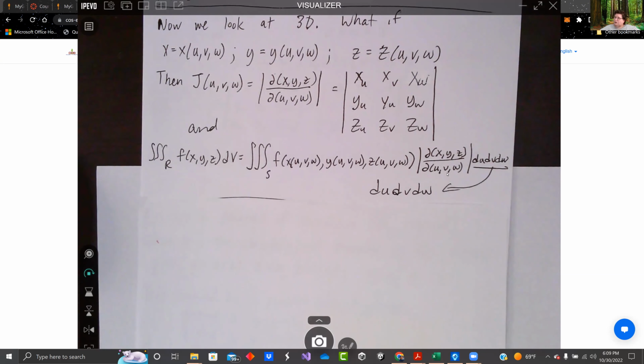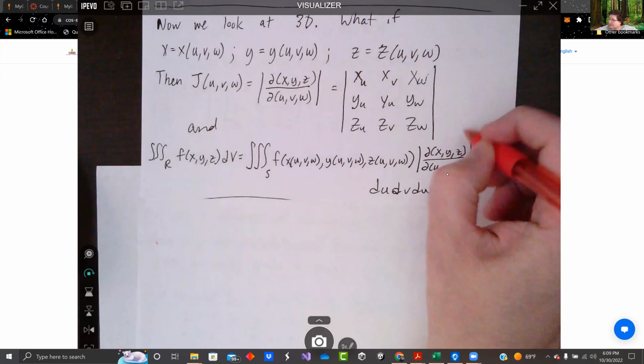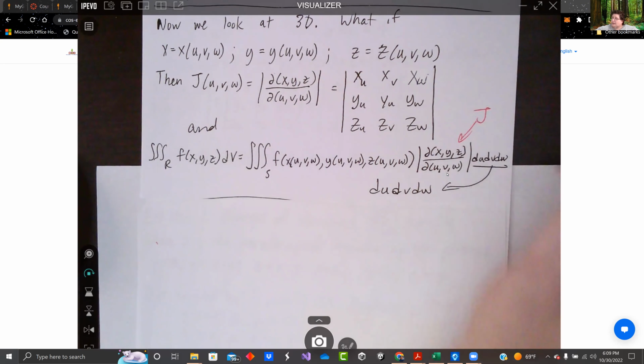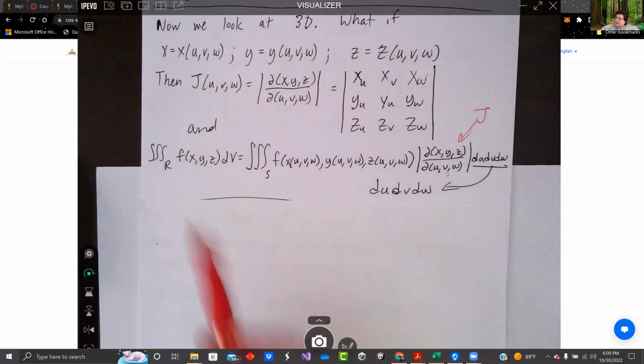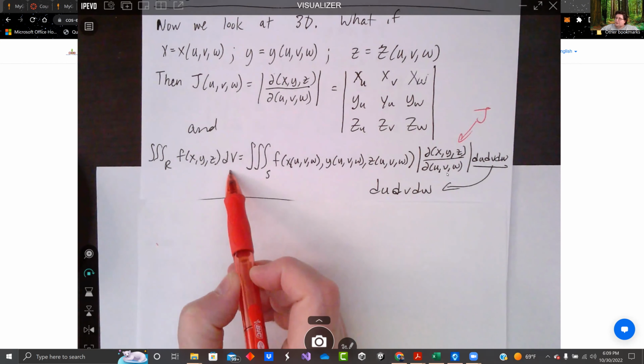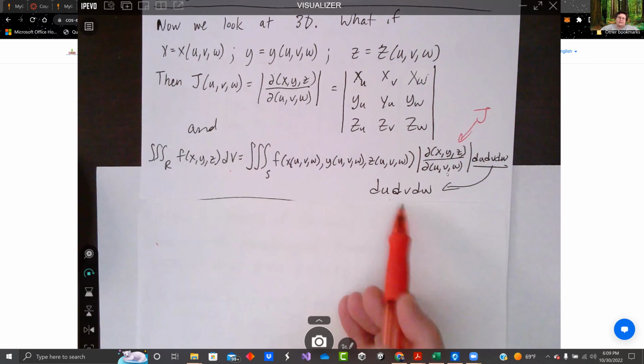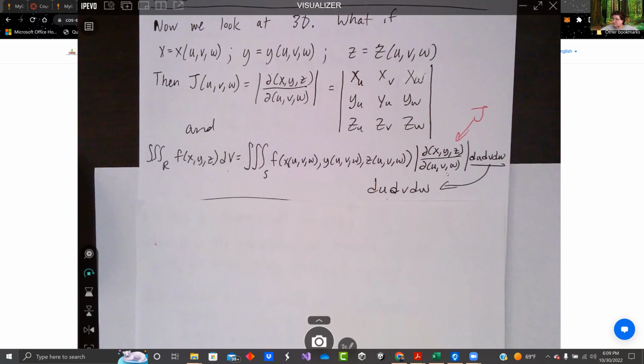And so our integral will now be, this is effectively the u sub, this is our Jacobian right here. And we're going to be switching from dV, which was dx, dy, dz, over to du, dv, dw. Let's look at an example.